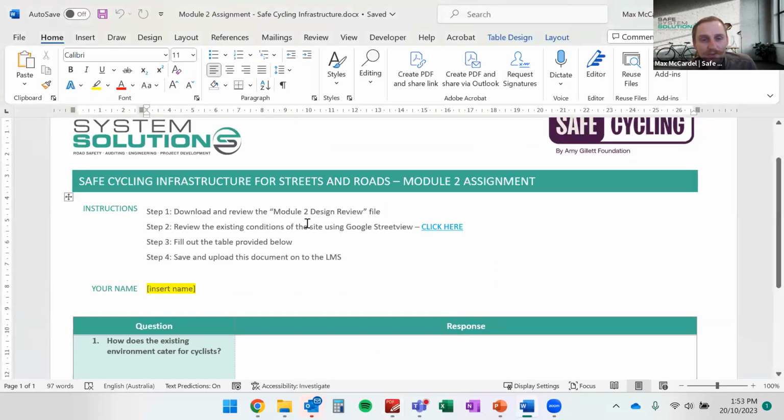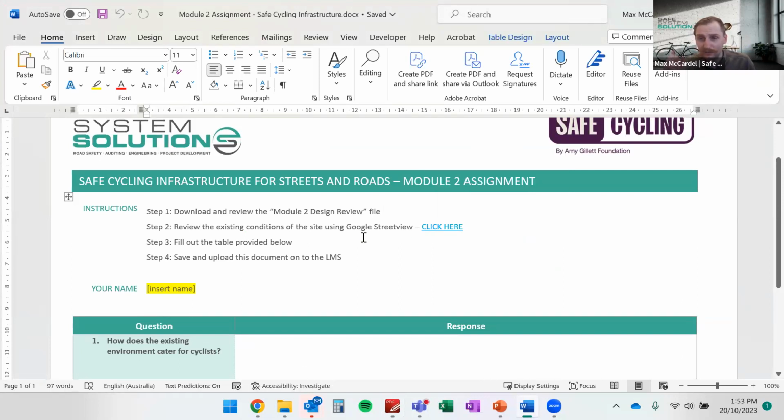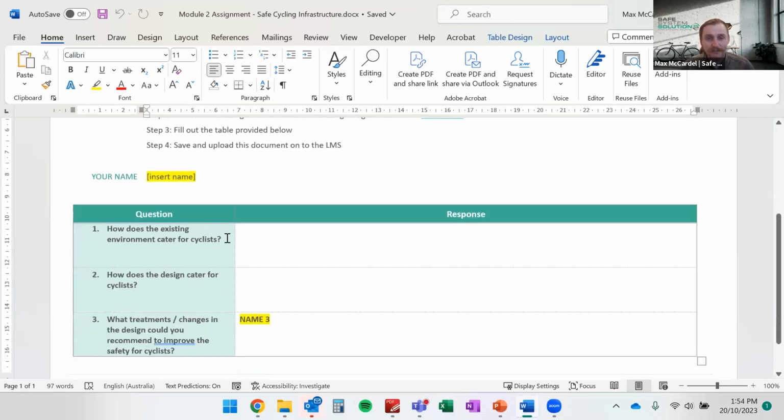Step number 2 is review the existing conditions of the site using Google Street View, and we just provided a link to it there. So if you click on that link, it will take you to York Street in Launceston, and you can just do a quick up and down just to have a look at what the existing traffic conditions look like. We'll get you to fill out this table below and then save and upload this document to the LMS. So you'll put in your name, and then we just need these responses to the questions.